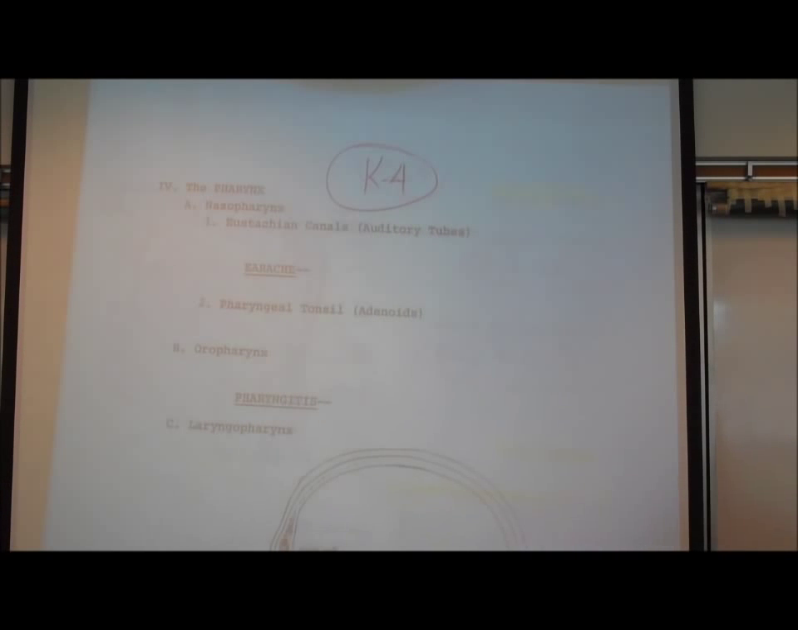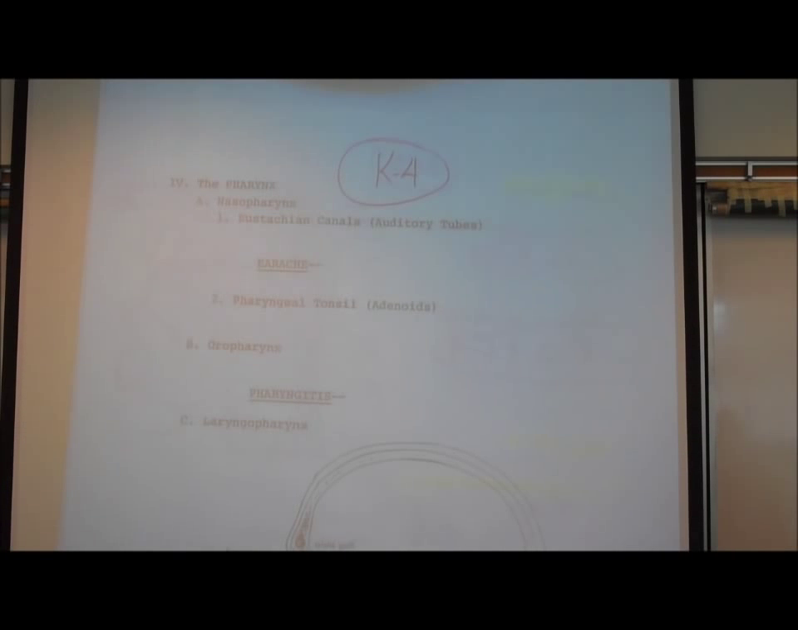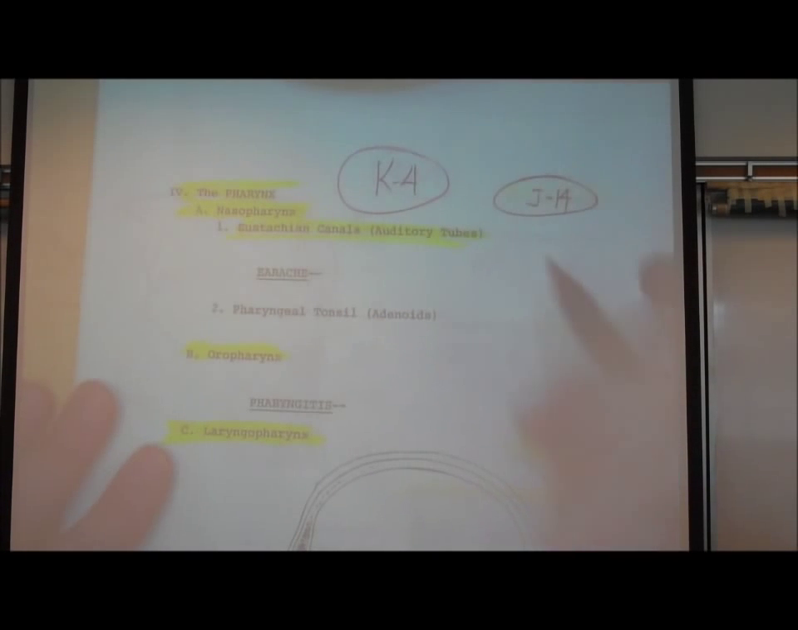On K4, so the pharynx. The pharynx, we know, is divided into an upper, middle, and lower part. The nasopharynx, the oropharynx, and the laryngopharynx. Again, we originally talked about this on J14. The eustachian canals are auditory tubes. We originally talked about them on pages E4 and E5, and more recently on J14.